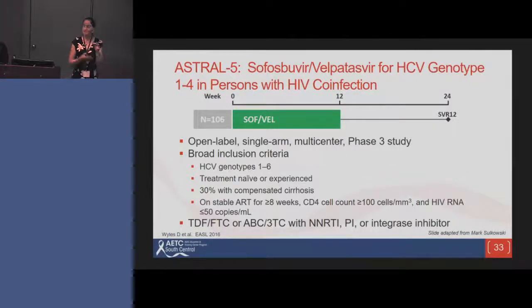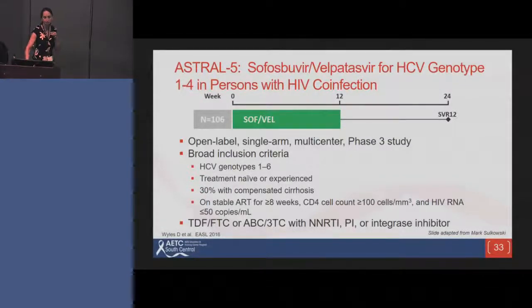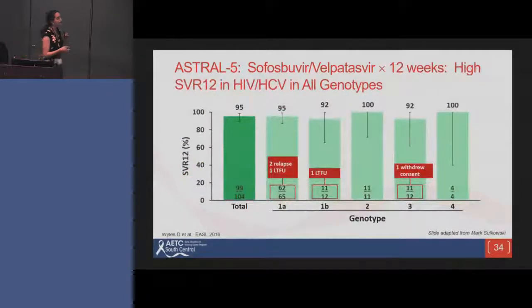Broad inclusion criteria, again, naive or experienced, about a third had cirrhosis, and CD4 count over 100, suppressed viral loads. So again, pretty liberal as far as HIV inclusion, although they did require suppressed viral loads. And here people were either on tenofovir or abacavir-based regimens with any NNRTI, PI, or integrase inhibitor. So pretty liberal as far as inclusions. And what you'll see overall is a 95% efficacy rate. And when broken down by genotype, 1A, 1B, 2, 3, 4, overall close to 100%.